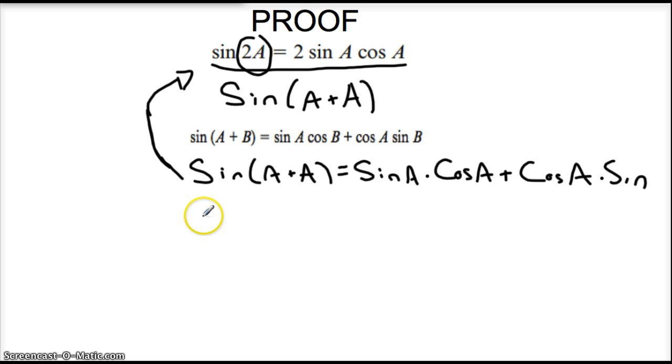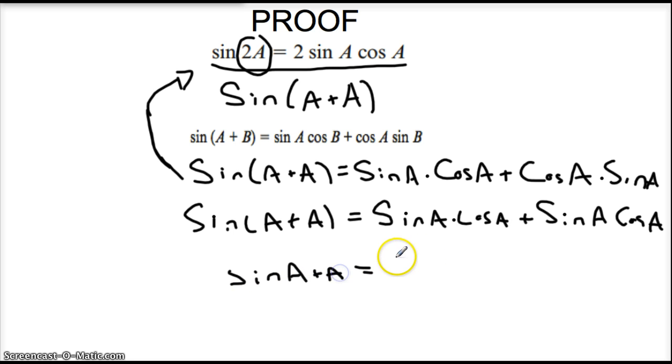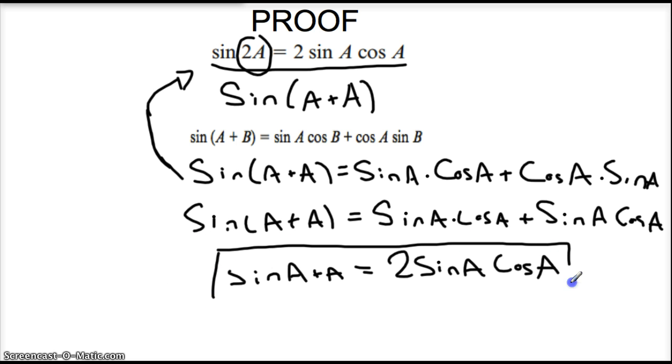Well, let's take a look. I can say that the sine of a plus a is equal to, remember, multiplication is commutative, so I could just rewrite this as sine a times cosine a. That stays the same. Plus, these two are commutative because multiplication, sine a, cosine a. And if you look a little closer, these are the same exact thing. So I could say the sine of a plus a is equal to 2 sine a cosine a. Boom, there's your proof. You didn't believe me, and there it is.